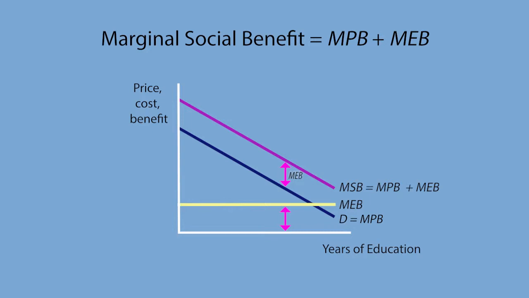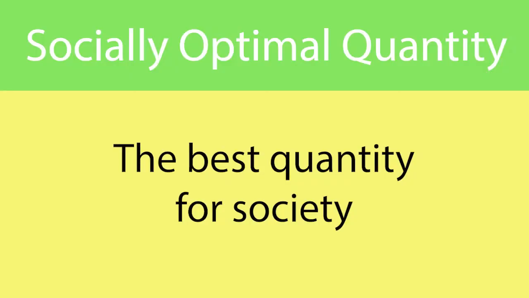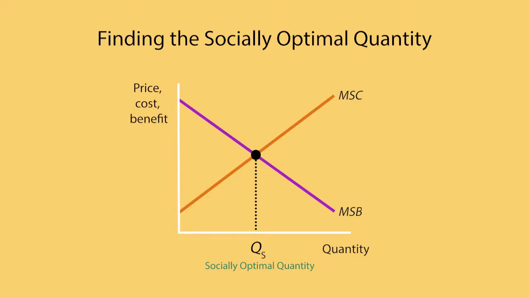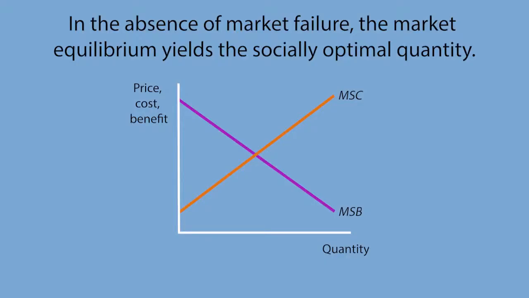We find the best quantity for society, known as the socially optimal quantity, where the marginal social benefit curve and the marginal social cost curve intersect. Each unit beyond that quantity costs society more than the additional benefit it provides, and to stop production before that quantity would be to miss opportunities for net gains. In the absence of all externalities and other sources of market failure, the supply and demand curves are equivalent to the marginal social cost and the marginal social benefit curves, and the market equilibrium quantity equals the socially optimal quantity.